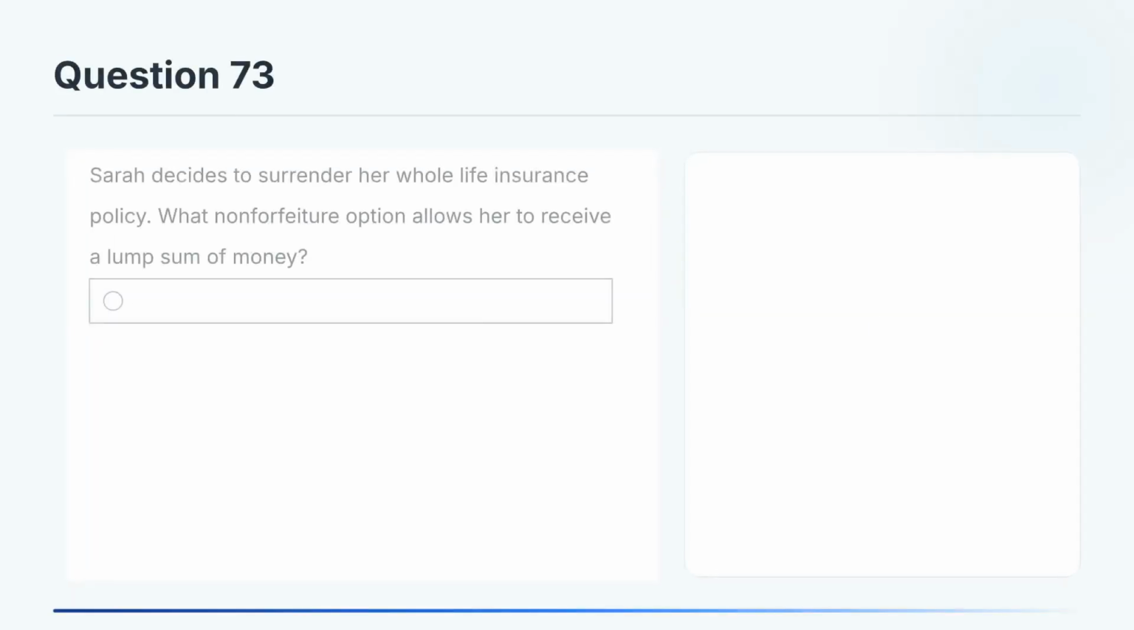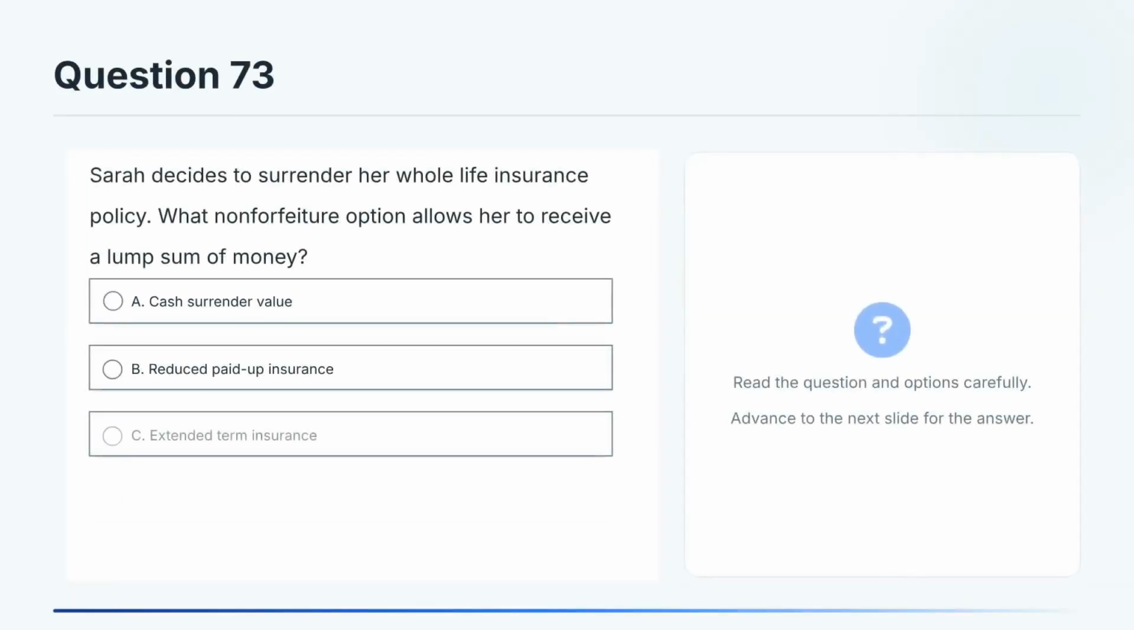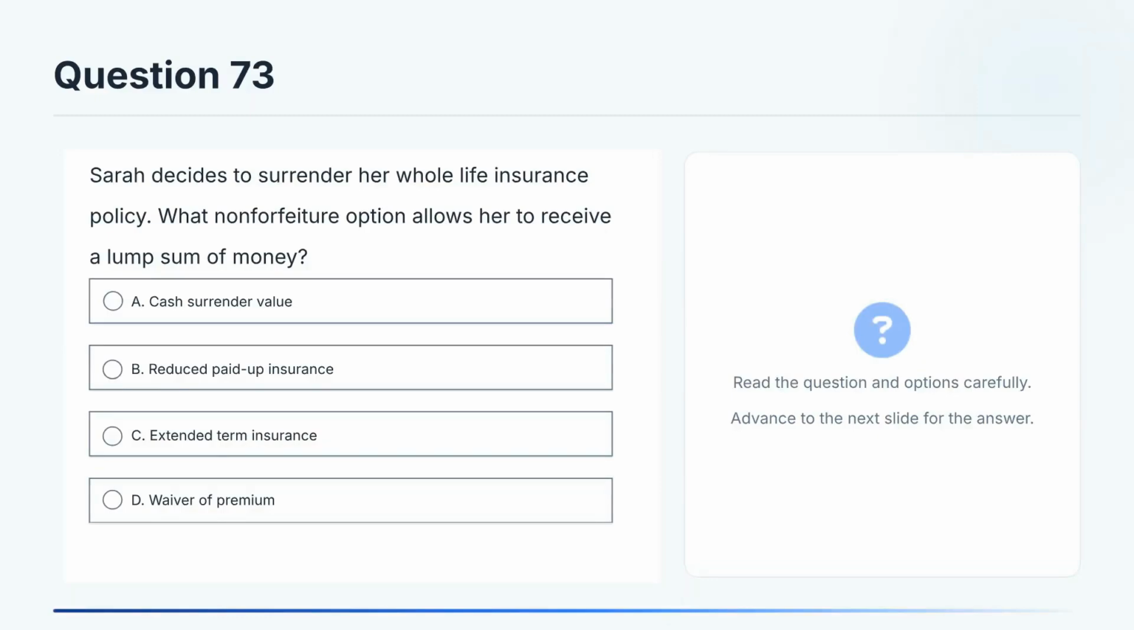Question 73. Sarah decides to surrender her whole life insurance policy. What non-forfeiture option allows her to receive a lump sum of money? A. Cash surrender value. B. Reduced paid-up insurance. C. Extended term insurance. D. Waiver of premium.